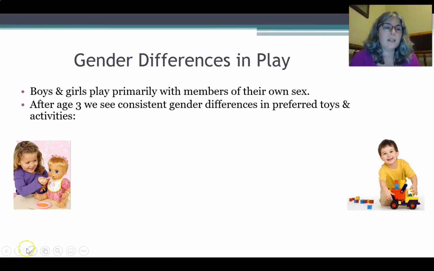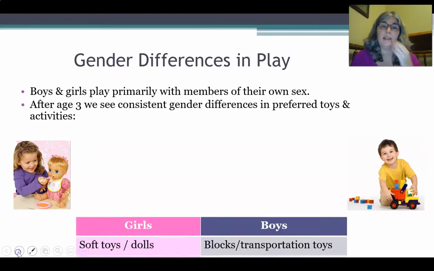So we're going to start here, and let me get my laser pointer back. We're going to start here by focusing on play. What differences do we see in terms of how they play? Boys and girls, during this time period when they're young, typically play with their own sex. Girls play with girls, boys play with boys. After the age of 3, we start to see this steady difference in how they want to play and what they want to play with.